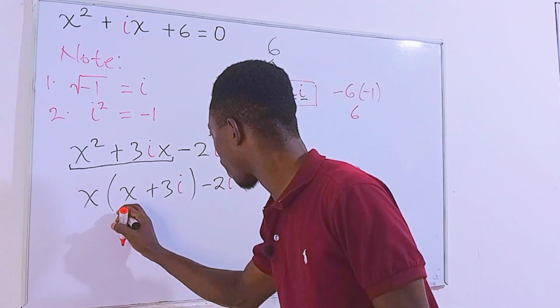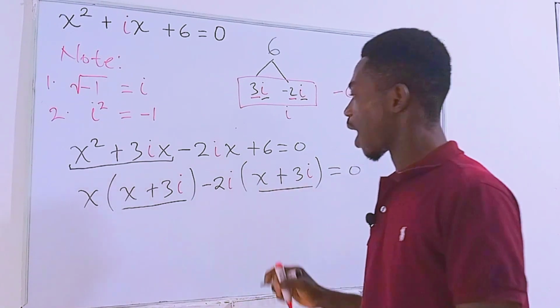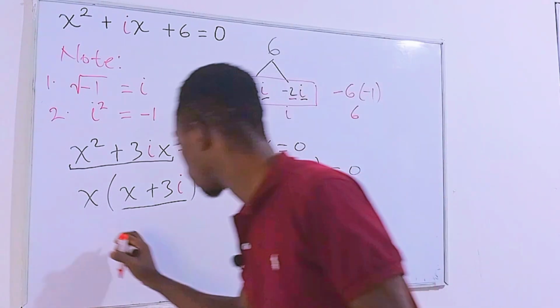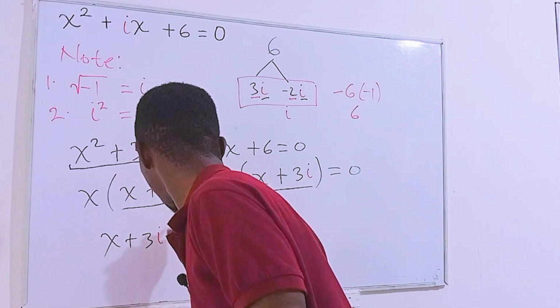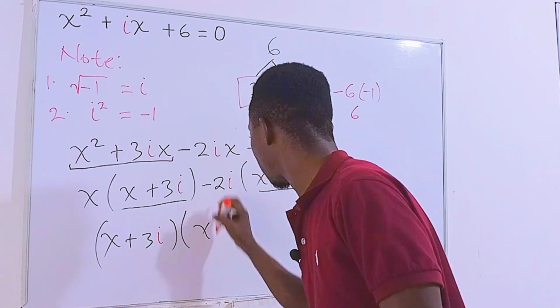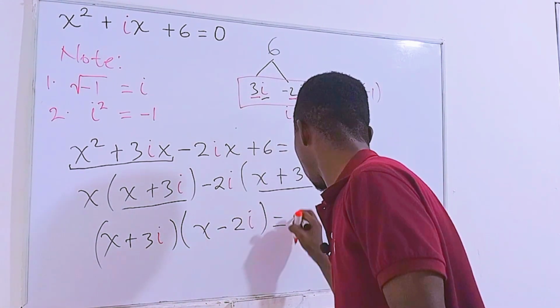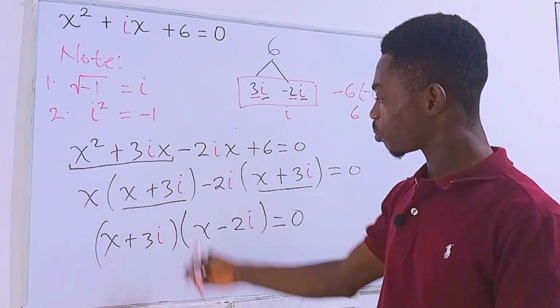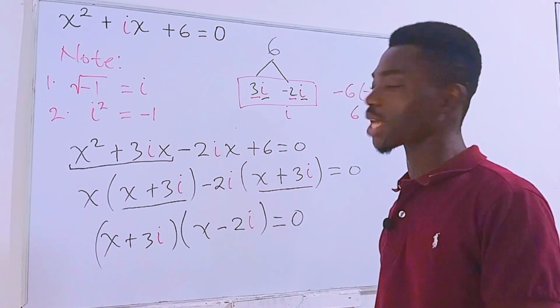But check this out. We have x plus 3i, x plus 3i right here. They are common, so we can also take them out. x plus 3i. Then right here we'll be left with x, and on this side we have -2i, just like that. And this is equal to 0. Of course, the product of two factors is equal to 0, so you can actually form two equations out of this.